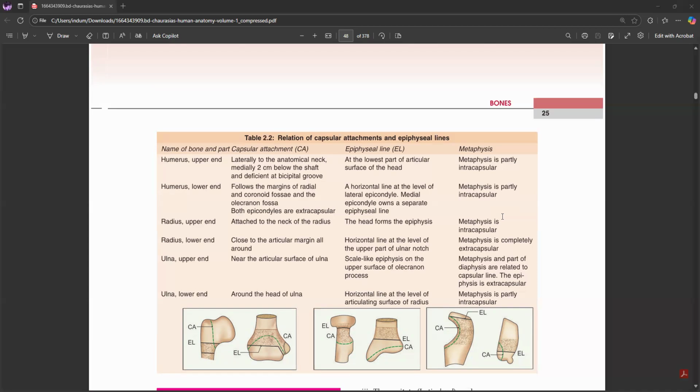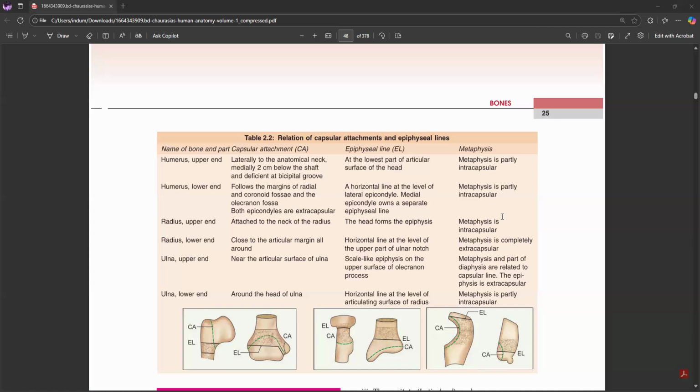Humerus, lower end. Follows the margins of radial and coronoid fossae and the olecranon fossa. Both epicondyles are extracapsular. A horizontal line at the level of lateral epicondyle, medial epicondyle owns a separate epiphyseal line. Metaphysis is partly intracapsular. Radius, upper end. Attached to the neck of the radius. The head forms the epiphysis. Metaphysis is intracapsular.